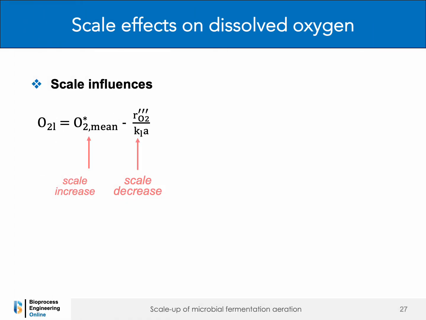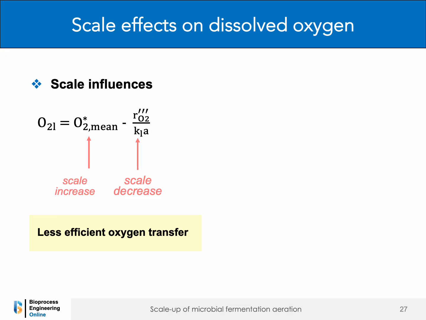What is the influence of scale on the dissolved oxygen concentration dynamics? Because both the mean oxygen solubility and the oxygen transfer coefficient vary with scale, the dynamics of the dissolved oxygen concentration inevitably change as fermenter size increases, even when operating under otherwise similar conditions. In general, oxygen supply and gas-liquid mass transfer are less efficient in large-scale fermenters than in small laboratory vessels.